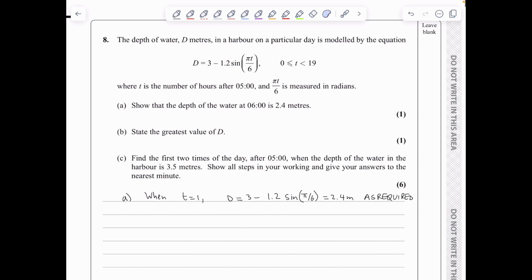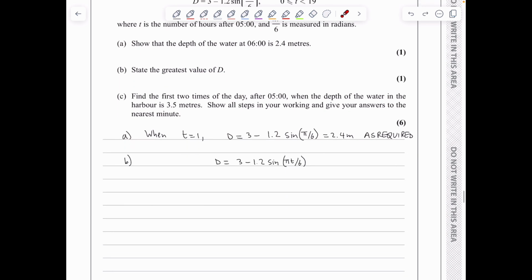In part B, we need to state the greatest value of d, and starting with the expression for d, we know that sine of any angle varies between plus and minus 1, and therefore the 1.2 sine will vary between plus and minus 1.2, so we can easily conclude that the maximum value for d, the maximum depth, will be 3 plus 1.2, which is 4.2 meters.